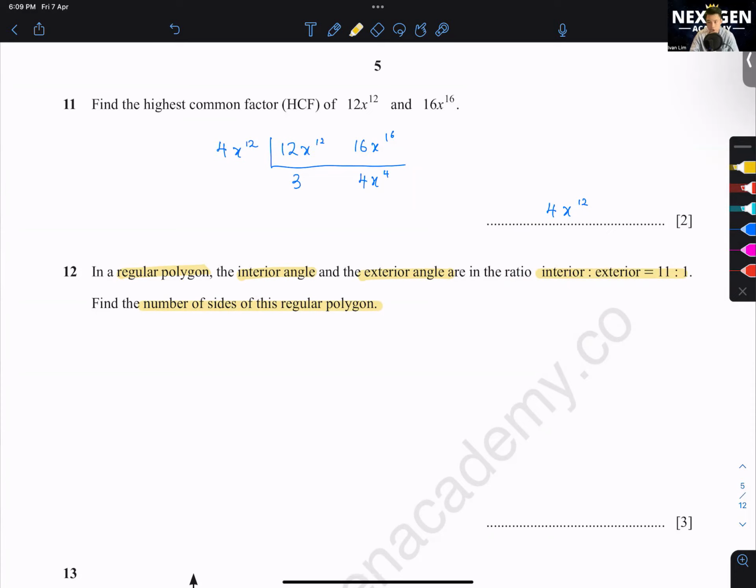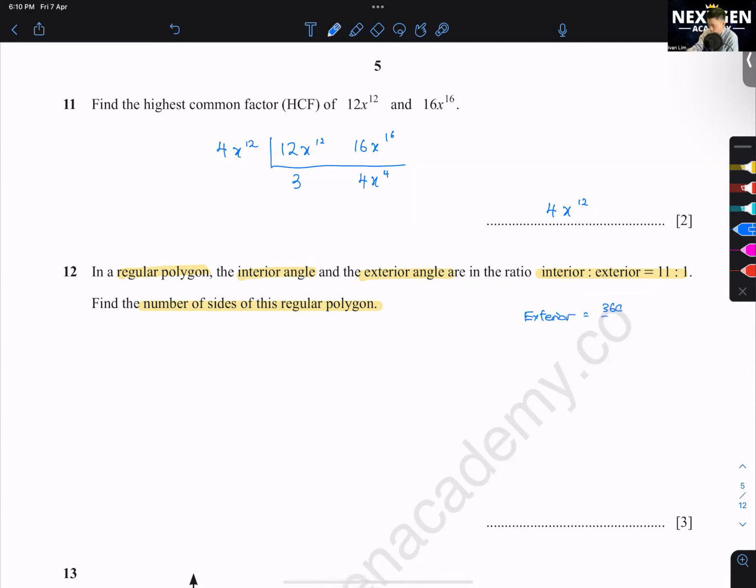Okay, so this one is purely formula. We have to know the formulas for a regular polygon for interior angle and exterior angle. Can you recall or not? This one you have to memorize. Every paper, paper 2 or paper 4, one question will come out on this. Interior angle is (n minus 2) times 180 over n, and exterior angle is 360 over n. So please go and memorize it.